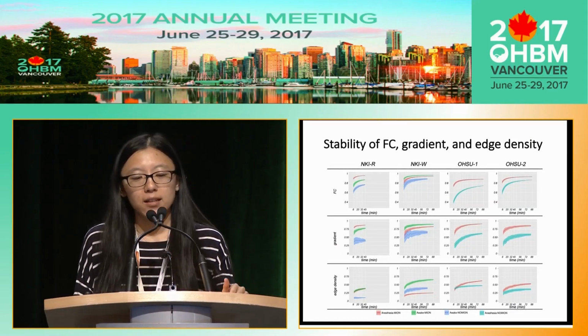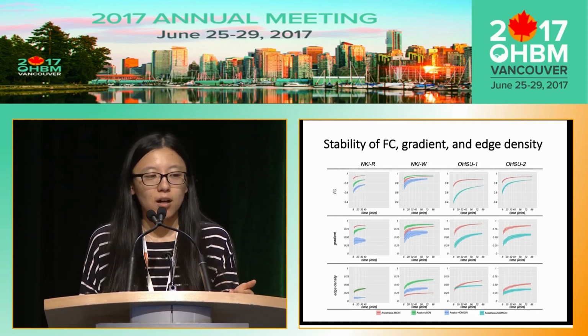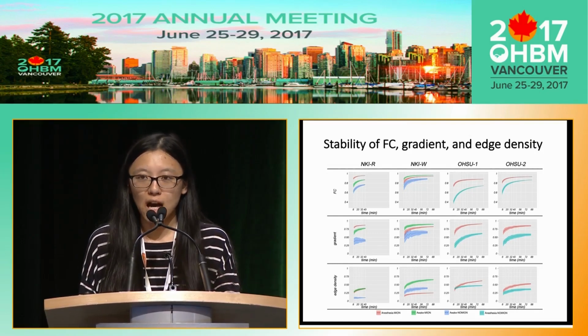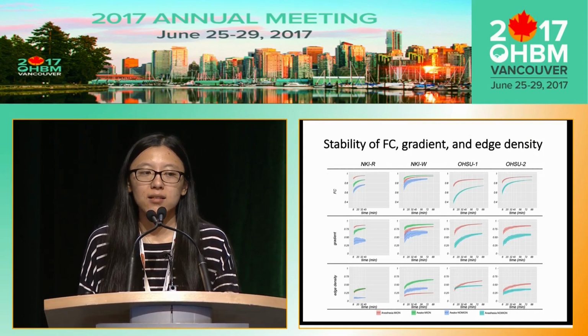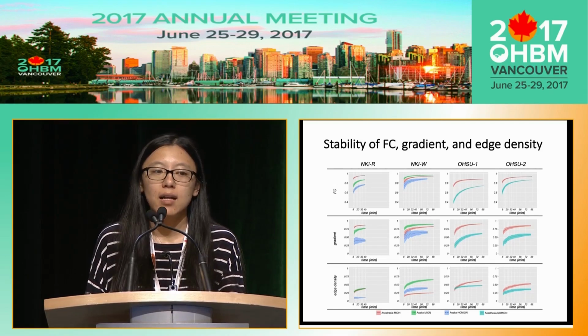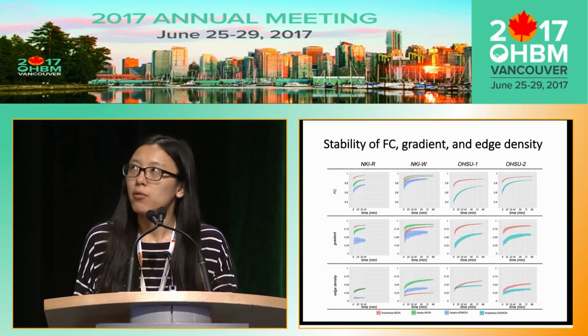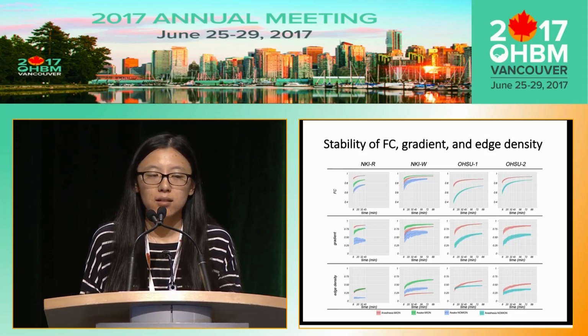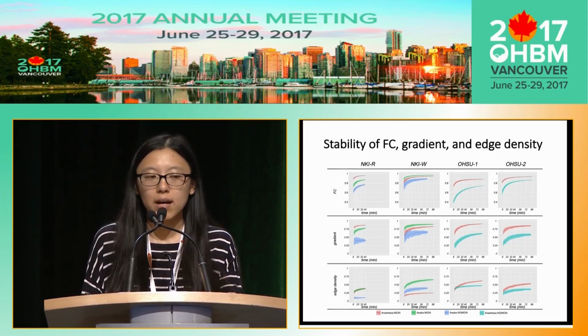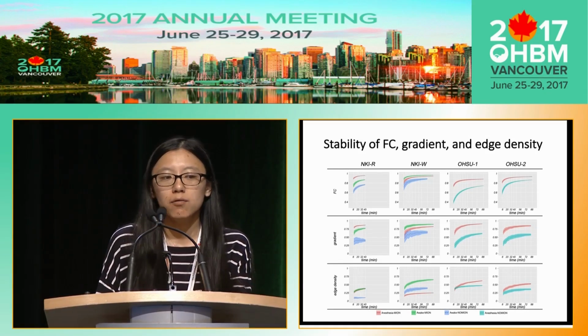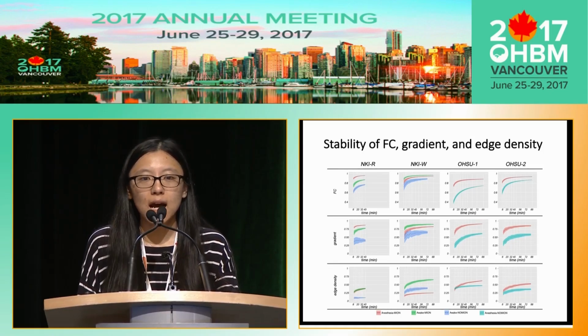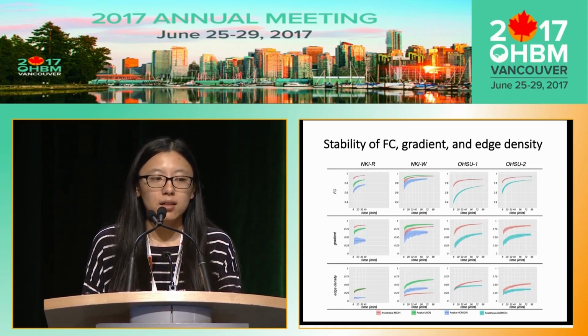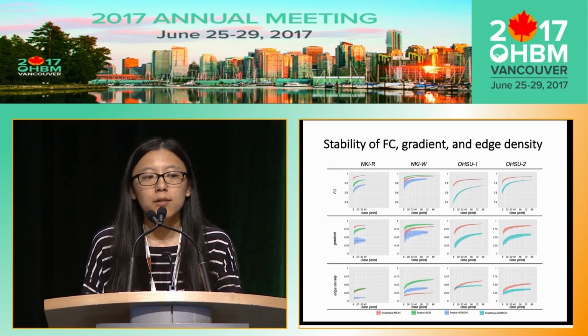So we know it is reproducible, it is homogeneous, and the next question is how much data we should have to get a stable, accurate estimation of the functional connectivity, gradients, and edge density. So we split the data, use half of that as reference, and for the test data sets, we randomly selected a certain amount of the data, starting from 8 minutes, 20 minutes, 40 to 80, to look at how similar the test data set could be to the reference data set.